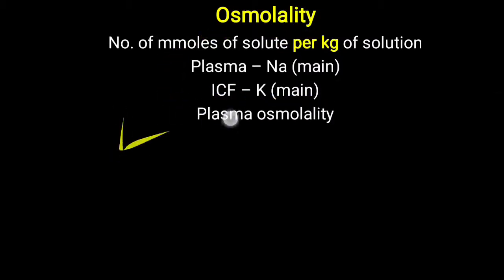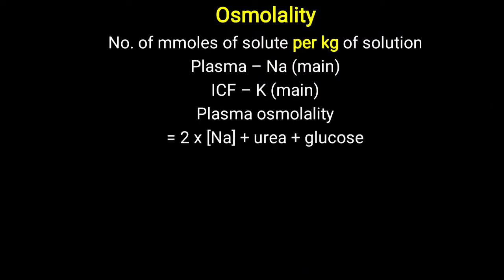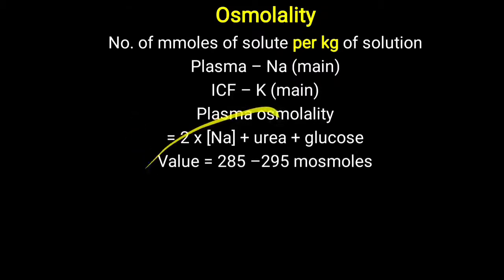Plasma osmolarity is calculated by one formula, that is 2 into sodium plus urea plus glucose. All values of sodium, urea and glucose are in millimoles per liter. Roughly, we take 140 millimole for sodium, 5 millimole per liter for urea, and 5 millimole per liter for glucose. So 140 into 2 is 280, plus 5 plus 5, so around 290. That is the normal plasma osmolality. So normal plasma osmolality is around 285 to 295 milliosmol per liter.